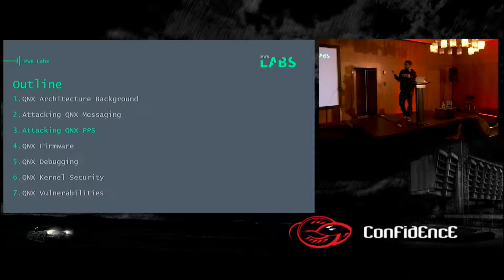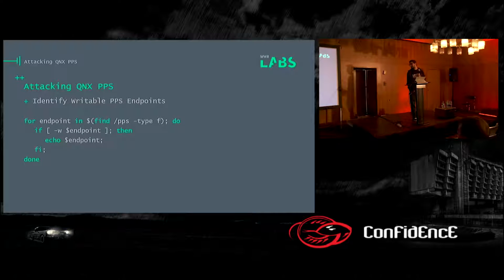Next thing is attacking QNX PPS, attacking the persistent publish subscribe. First thing is to list all of the objects in the PPS that we can access, not just access, but of course write to them. So first of all, we list recursively all of these files on the PPS, check if we have write access to them, and basically spit it out in a log file.